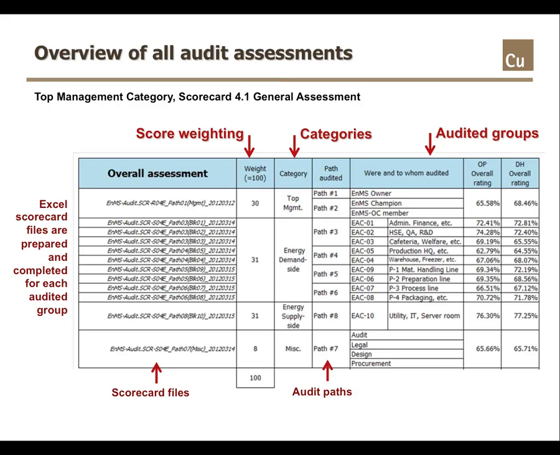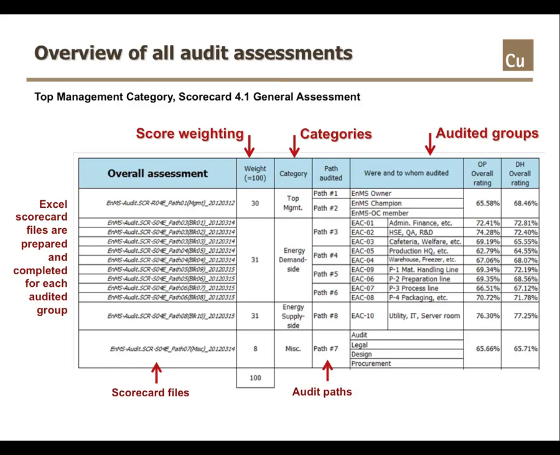Demand and supply activities have each been given a weighting of 31%, while miscellaneous activities such as legal and design have been given a weighting of just 8%. 8 audit paths have been created. 5 of the audit paths are concerned with the 10 energy account centres mapped on the previous slide, and there's an audit path for miscellaneous activities and 2 audit paths for the activities of top management.